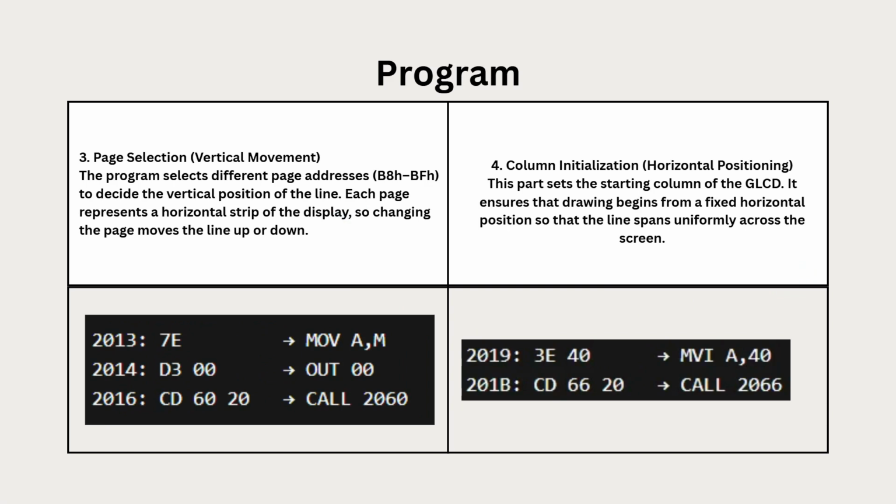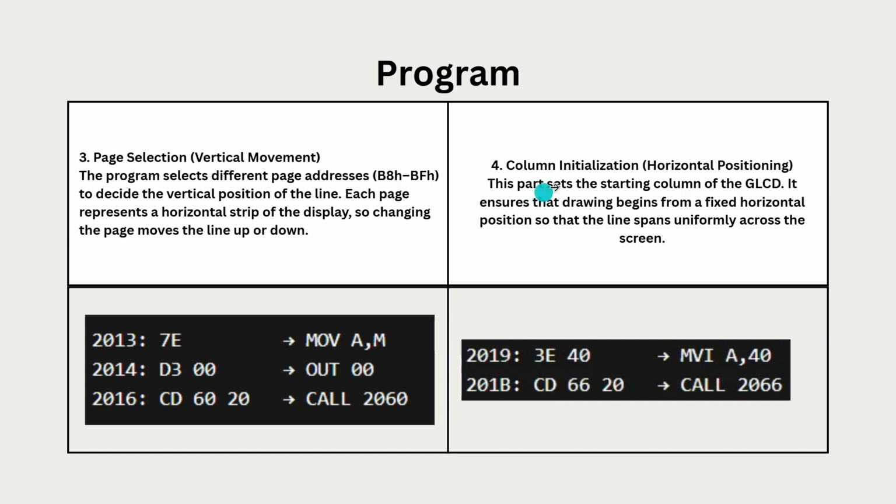Coming to the movement of the line, the GLCD is divided into pages, where each page corresponds to a horizontal strip of pixels, as mentioned earlier. Instead of moving pixel by pixel, which would be complicated, I simply change the page address. In each iteration, a page value from memory is fetched, like B8, B9, BA, B3, and so on, and sent to the GLCD. Each of these values corresponds to a different vertical position on the whole LCD display. As the program cycles through, the line appears to move from the top of the screen to the bottom. This is how the vertical movement is achieved.